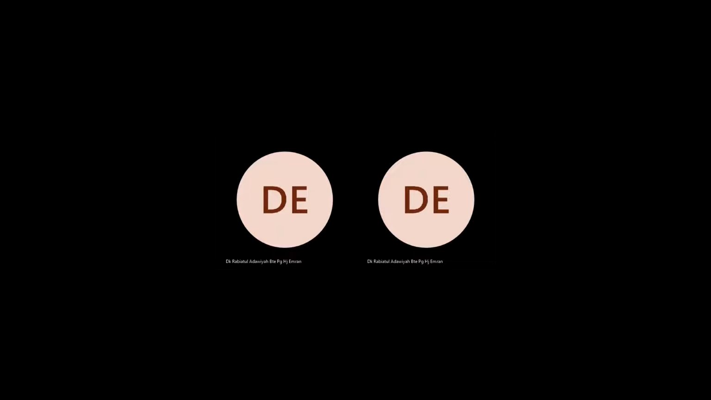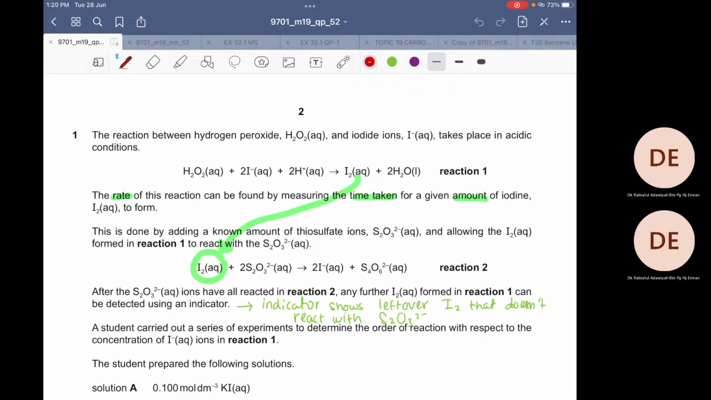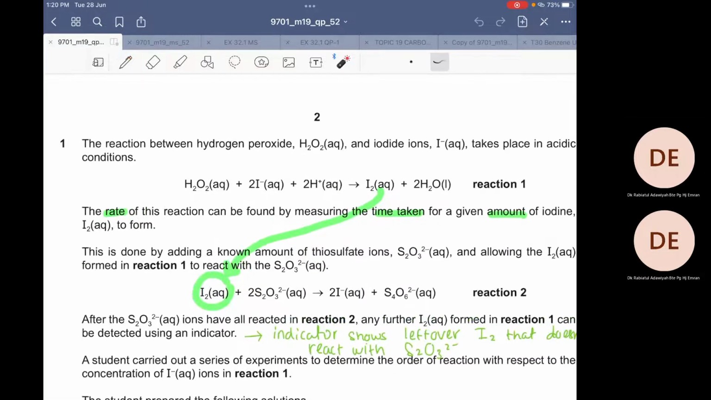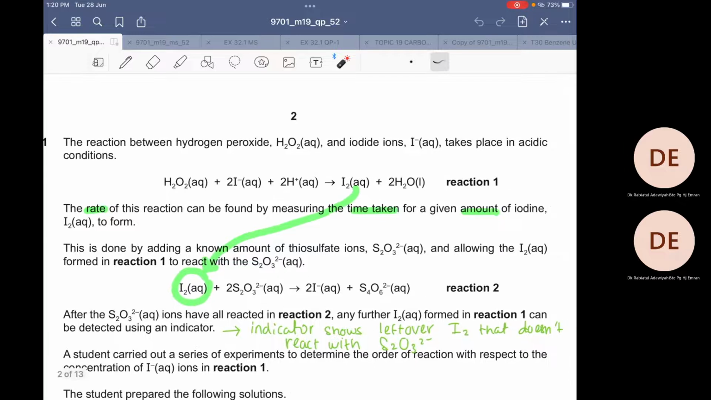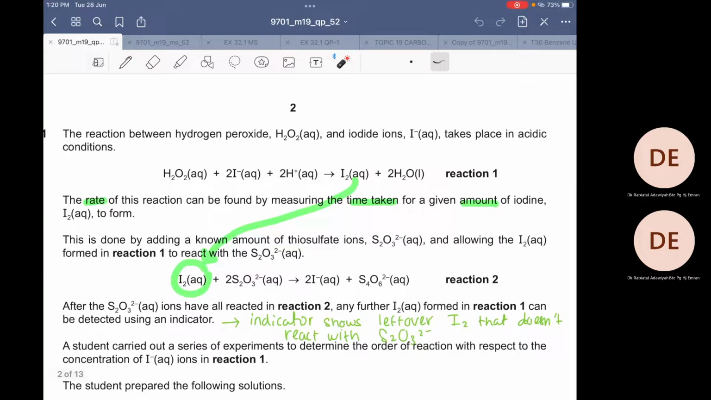Right, so now we're looking at March 19, paper 52. First question, we are looking at the reaction between hydrogen peroxide and iodide. So this is a redox reaction. Actually, your iodide is being oxidized into iodine. The rate of this reaction can be found by measuring the time taken for a given amount of iodine.